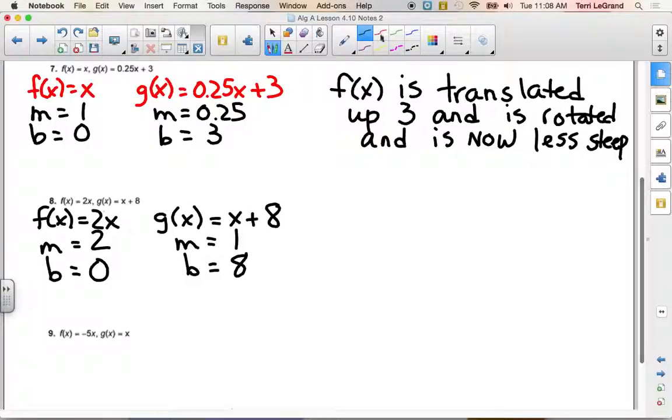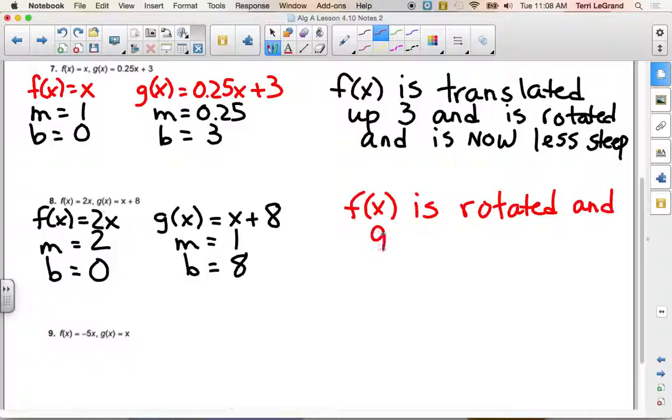So, we're ready to describe what we think the transformations are. F of x is what? What's one of them we can say? Less steep. Okay. So what causes less steep? First of all, what kind of a transformation? Not translated, what steepness gets changed by what transformation? Rotation. So f of x is rotated and gets less steep, right?